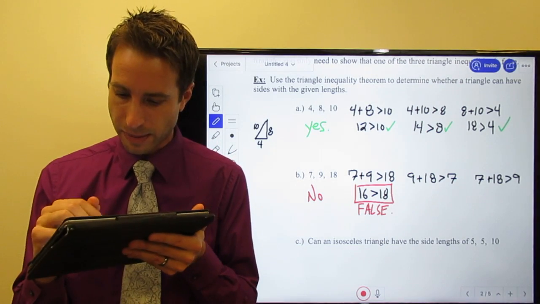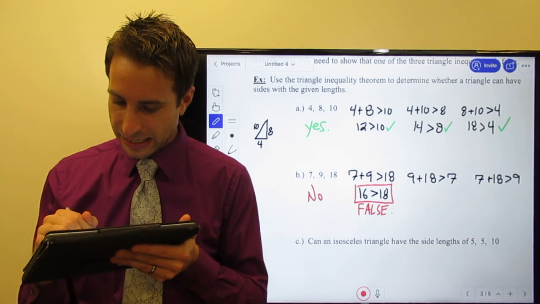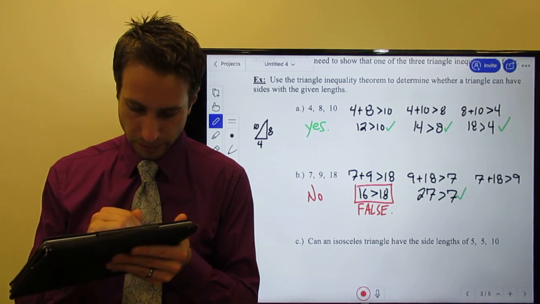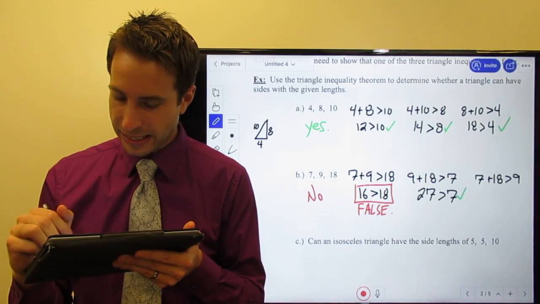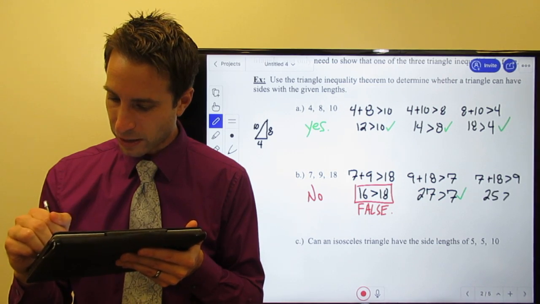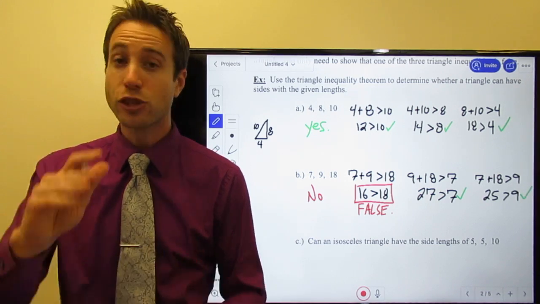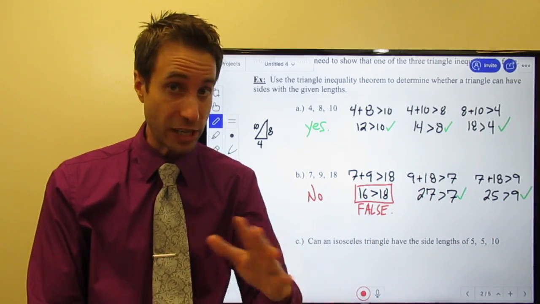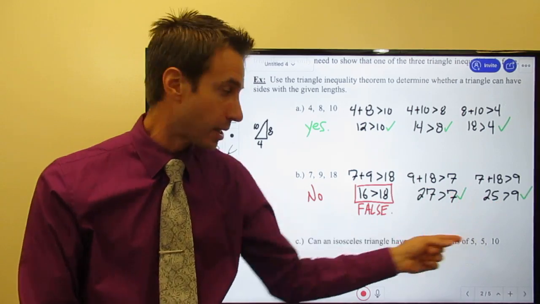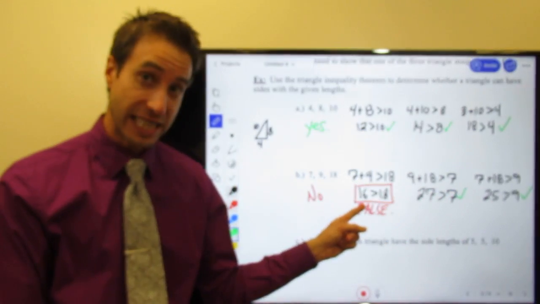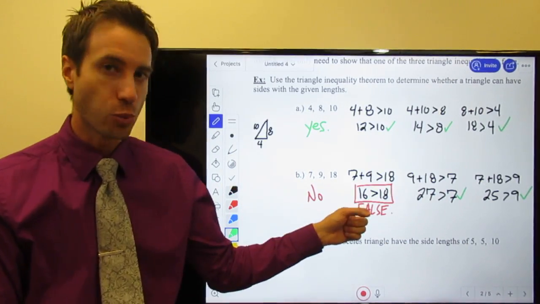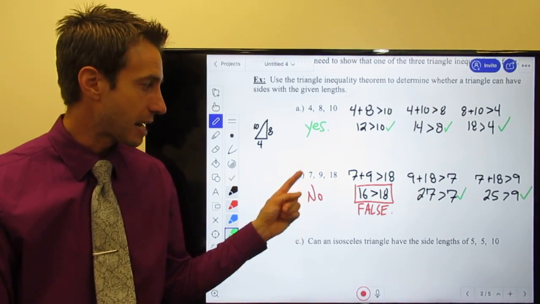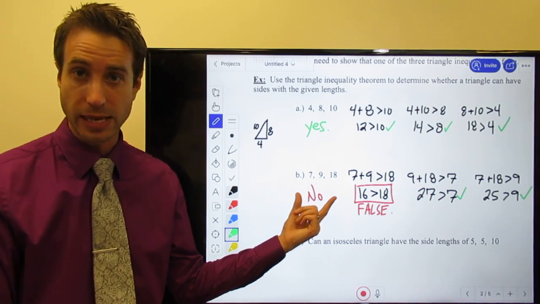But I'll do the rest of them because I got them here. Let's see, 9 and 18 would be 27. Is that greater than 7? It is. 7 and 18 would be 25. Is that greater than 9? Yes, it is. So as you can see here, 2 of them worked. That's why you have to check all 3. 2 of them worked, but this one didn't. Because this one didn't, no way. As soon as you get a statement that's not true, those 3 sides won't work. You cannot build a triangle with these 3 sides. Can't do it.